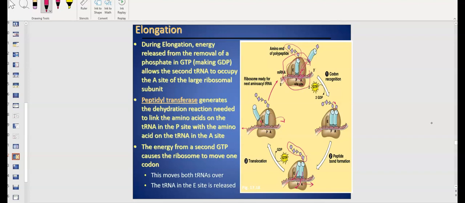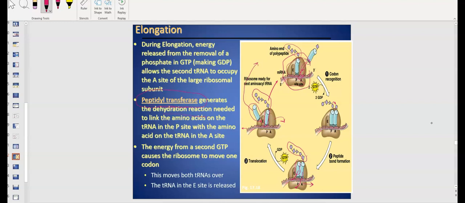This will end up in the E site. So here's the growing chain. Remember, this is moved over, 3 letters. This has no more charge on it. And it leaves and it goes and gets recharged. What recharges it? The tRNA synthase that we talked about. Aminoacyl tRNA synthase. And then peptidyl transferase we just talked about; that's what does the dehydration reaction.